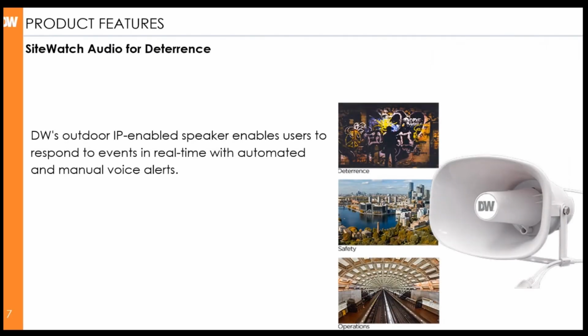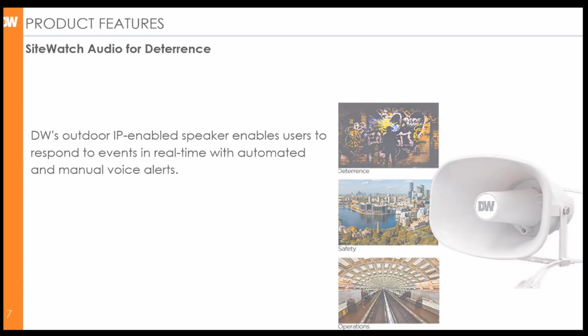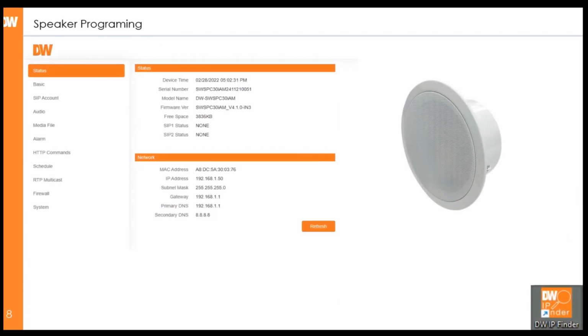So what do you use these for? Use these for deterrence, indoors or outdoors. You can use them to make safety announcements, or, using AI, let's say a person's not supposed to be in an area at a certain time, a pre-recorded announcement comes up saying you're in a restricted area, please leave the area as soon as possible, thank you, or whatever other sort of announcement you want to make on it. And now we're going to talk about the programming on these. Once you learn one model, you've learned them all.